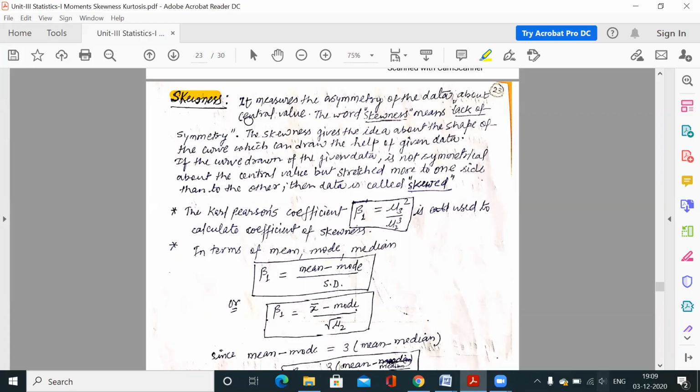So a measure of central tendency gives us a single value which represents the whole data, or we can say it is a single value around which all the data points are nearby. That is, we expect that around this central value all the data points are nearby. So that was a measure of central tendency.